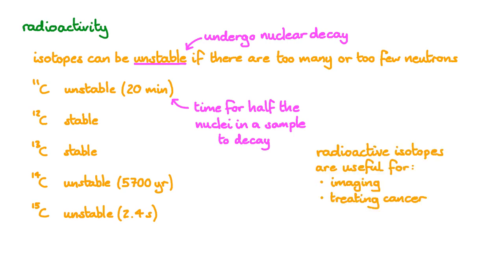While radioactive isotopes are hazardous, they can be used usefully for medical imaging or to treat cancer. The radiation they emit can be tracked, or it can be used to damage cancer cells. Now, we've had a good look at what isotopes are. Let's have a look at their consequences in the real world.